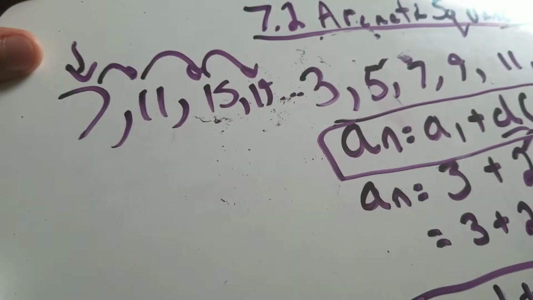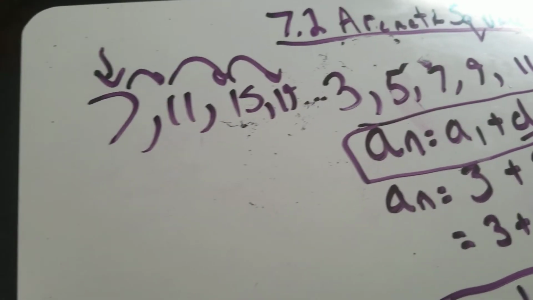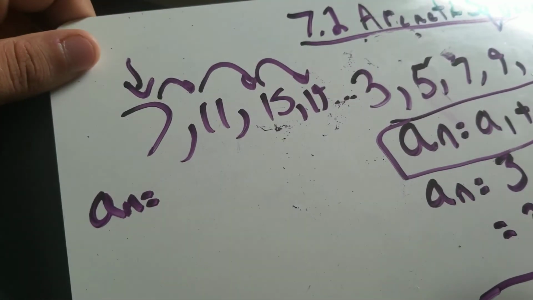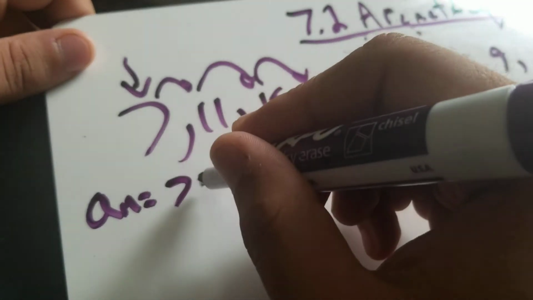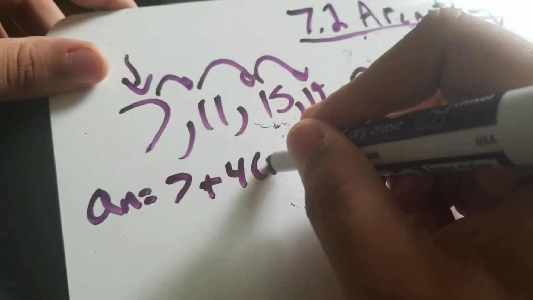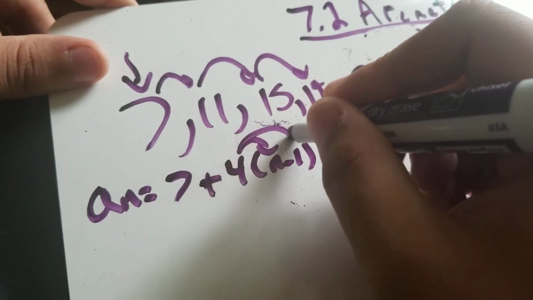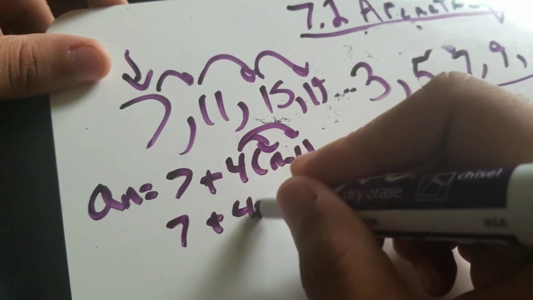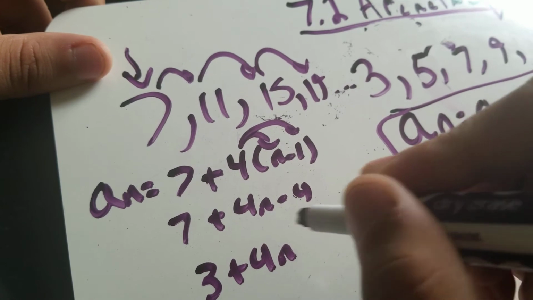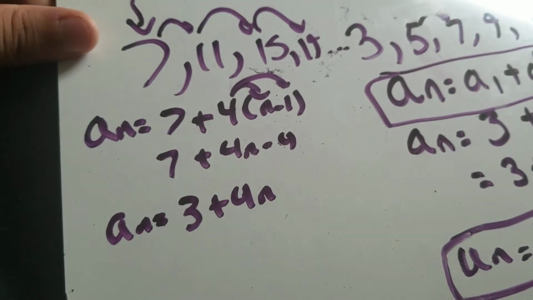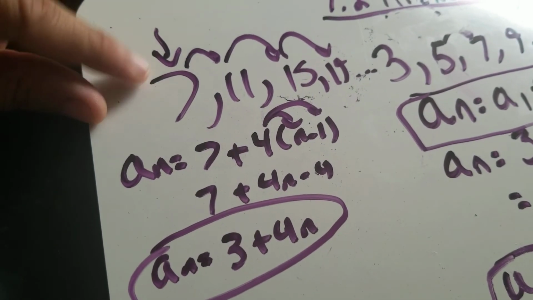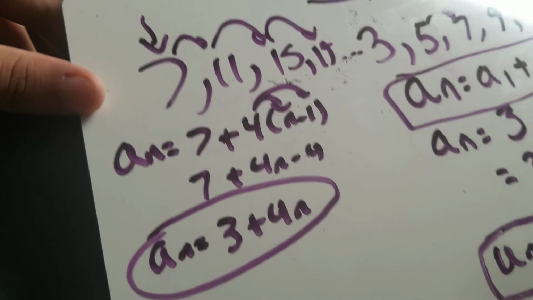So we're going to plug it into the equation on the right over here and solve the equation. So A of n equals, the first term is 7, we just agreed, plus the change every time is 4, so positive 4, times n minus 1. I'm going to distribute the 4. 7 plus 4n minus 4. 7 minus 4 is 3, plus 4n equals A of n. Circle that.